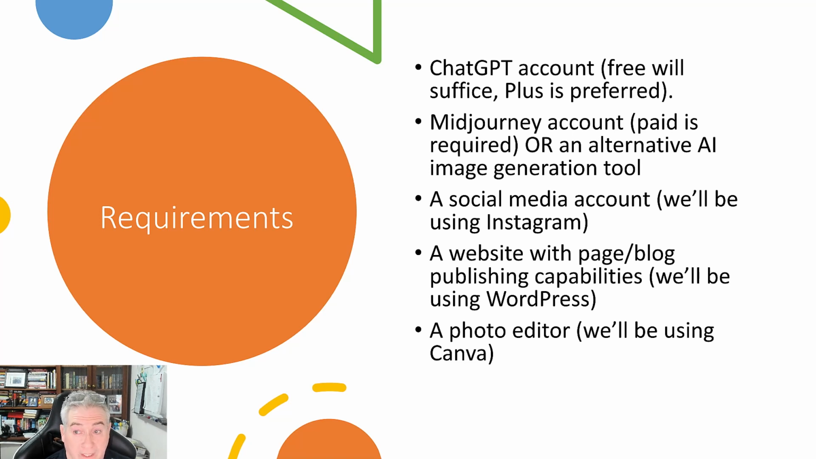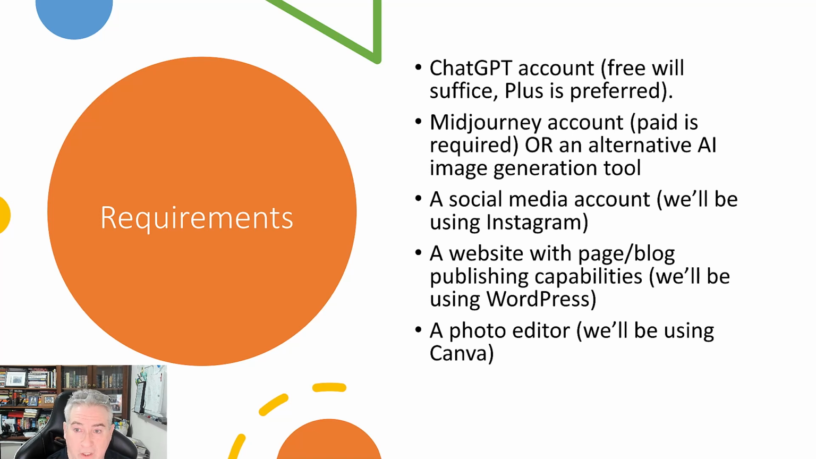You'll need a Midjourney account, and realistically you're going to need a paid one, because once you've used your free 10 or 20 credits, whatever they give you to get you started, then you're going to have to pay. Off the top of my head, I think you're looking at about $10 US a month minimum for that. There are alternative AI image generation tools out there. You can use whatever you like. There are new ones coming out all the time.